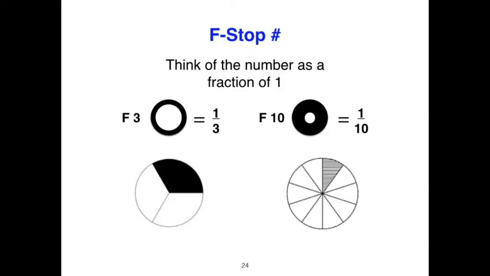Confused? Think of the f-stop as a fraction of 1. An f-stop 3 would be 1/3 of the pie, whereas an f-stop of 10 would be 1/10 of the pie, which would be a much smaller piece of a pie or less light.